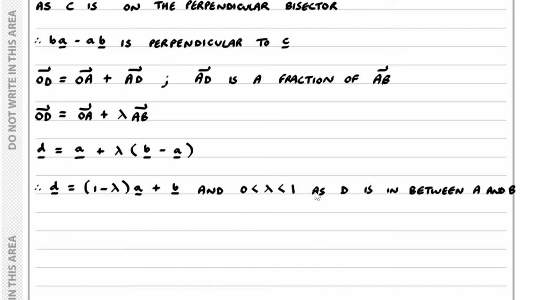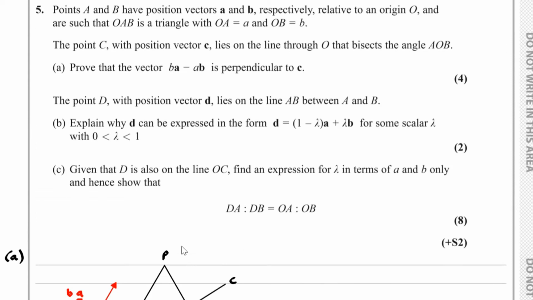And we also have lambda being in between 0 and 1, as D is in between A and B. That's what we mentioned here. AD is a fraction of AB, which would imply that lambda is in between 0 and 1.